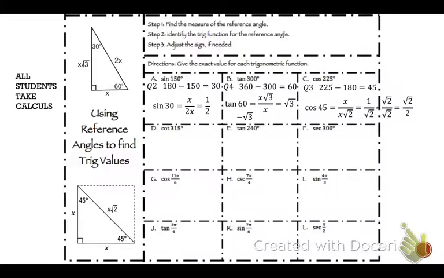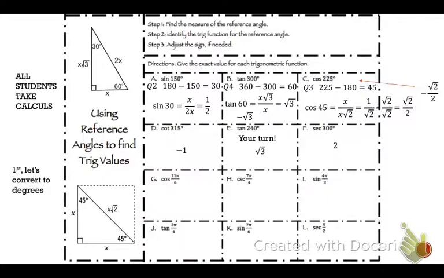Now, this is in the third quadrant. So All Students Take Calculus, so tangent is the only thing positive in that third quadrant. So that's a negative square root of 2 over 2. Okay? Now, I want you guys to do D, E, and F. And you should get -1, square root of 3, and then 2. Okay, let's go down to G.